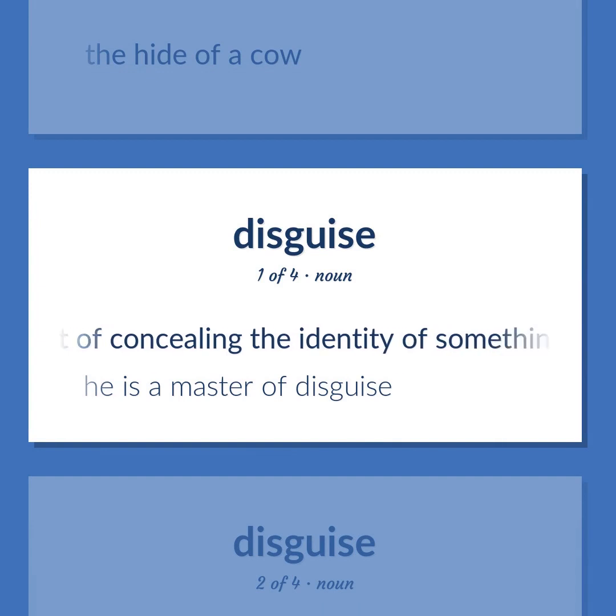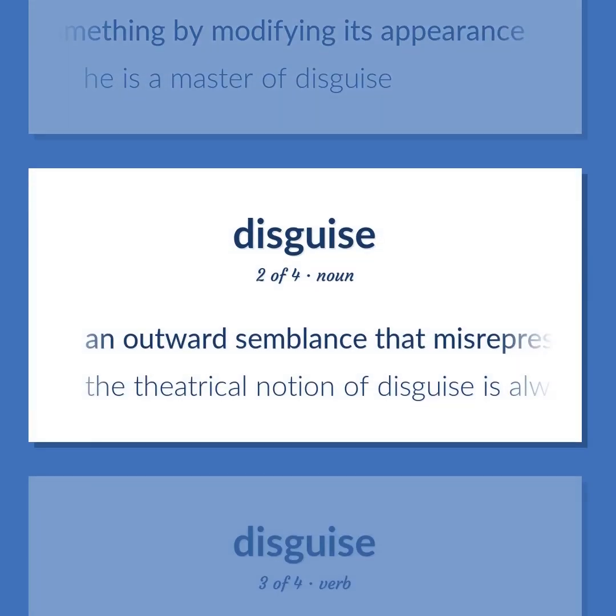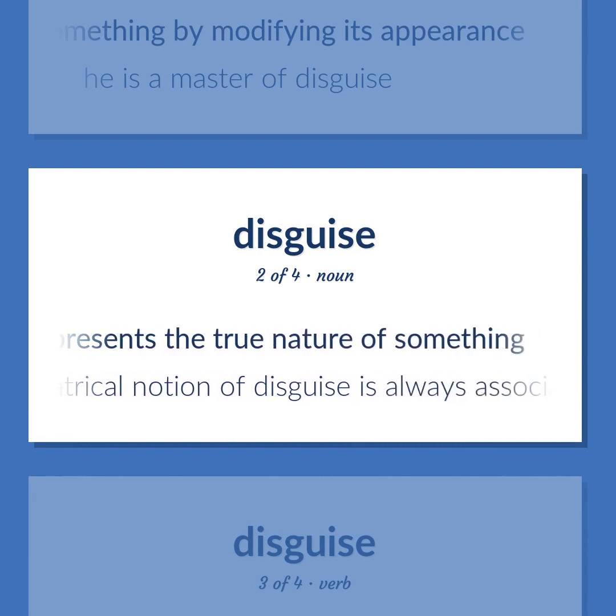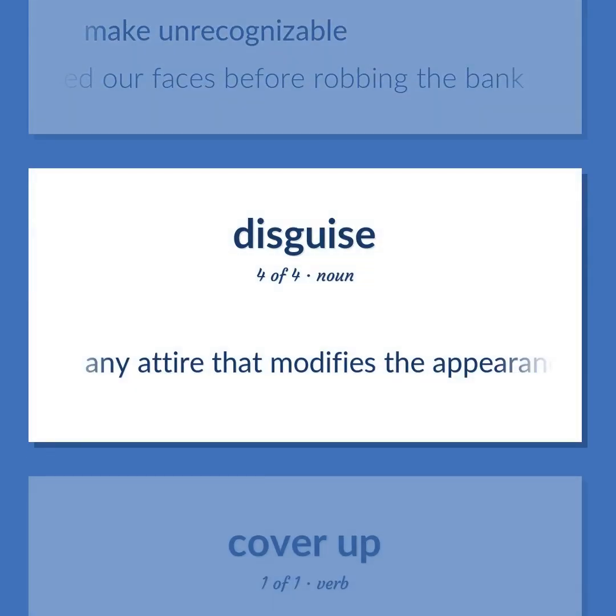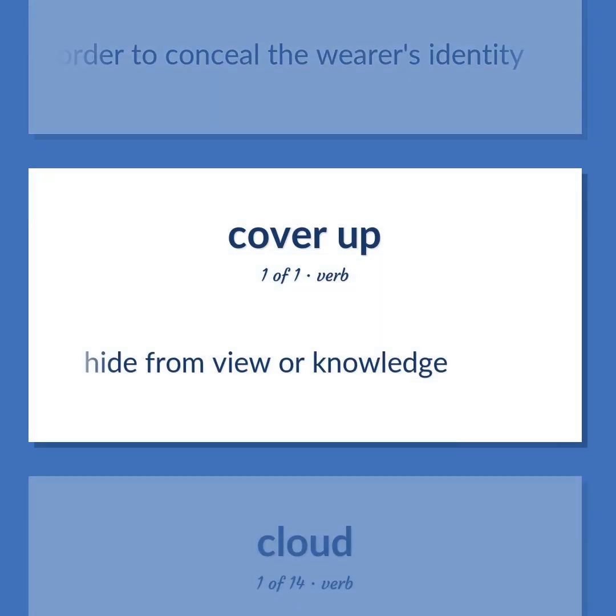The act of concealing the identity of something by modifying its appearance. He is a master of disguise. An outward semblance that misrepresents the true nature of something. The theatrical notion of disguise is always associated with catastrophe in his stories. Make unrecognizable. We disguised our faces before robbing the bank. Any attire that modifies the appearance in order to conceal the wearer's identity. Hide from view or knowledge.